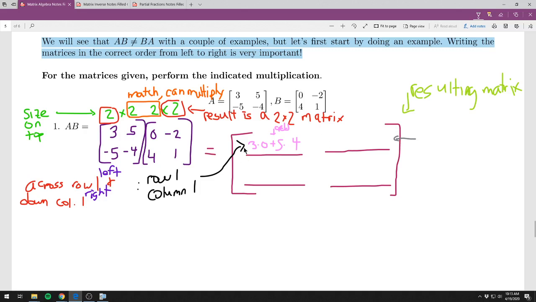So we'll simplify this in a little bit. I'm just going to leave that alone for now. This entry here is in row 1 and column 2. So what we do is you say the same thing as last time. Row comes before column. We're going to go across row 1 in the left matrix and down column 2 this time in the right matrix.